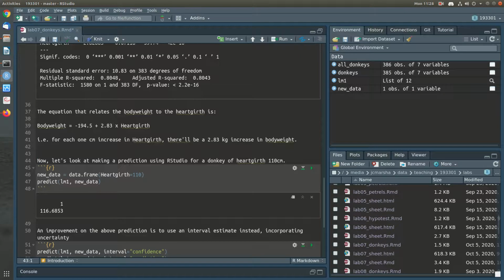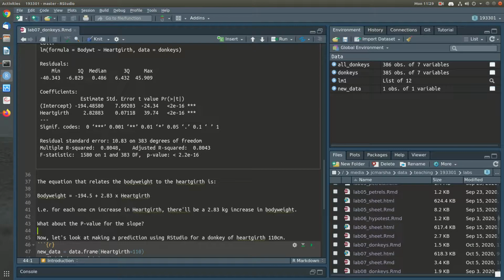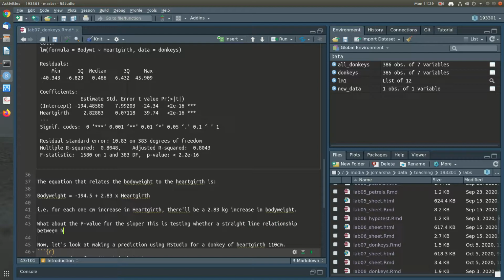What about the p-value for the slope? Well, you remember from lecture 6, when we think about a hypothesis test for a linear model, what we're testing is whether there is a relationship. So this is testing whether a straight line relationship between body weight and heart girth makes sense. Well, whether there is really one.